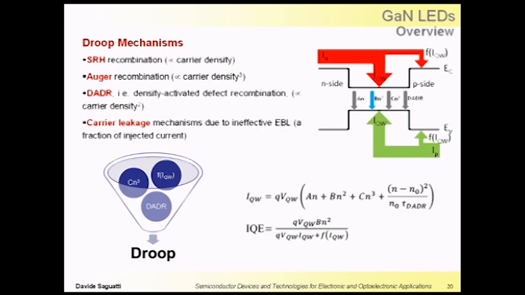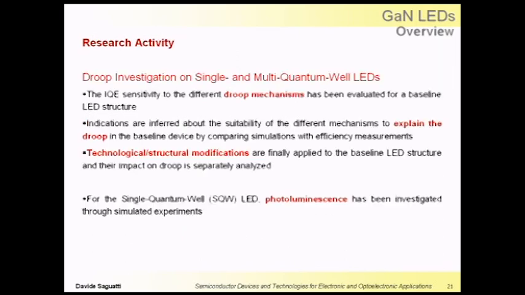So all these mechanisms together constitute the droop, which is a loss in terms of efficiency, which starts at 10 to 20 amps per centimeter squared. So the research activity was based on investigating this phenomenon. Firstly, evaluating the IQE sensitivity to the different physical mechanisms separately, and then trying to explain experimental droop curves, combining them or using them separately. And then we tried to apply structural modifications to the baseline structure, evaluating their impact in trying to improve this droop performance.